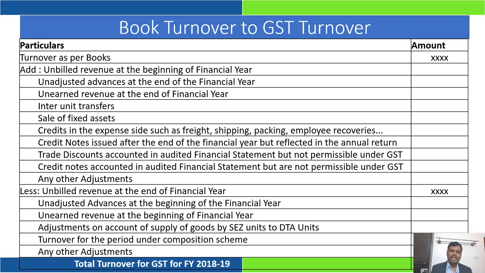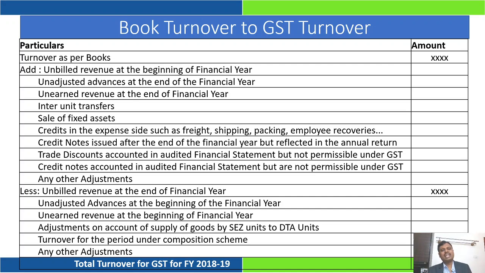Likewise, unbilled revenue, advances received. I have listed all the various possible scenarios where you have to add something to your books of accounts or reduce from your books of accounts to arrive at what should be the gross turnover for the purpose of GST. The question that comes is, is this all I can declare in my GSTR 9?